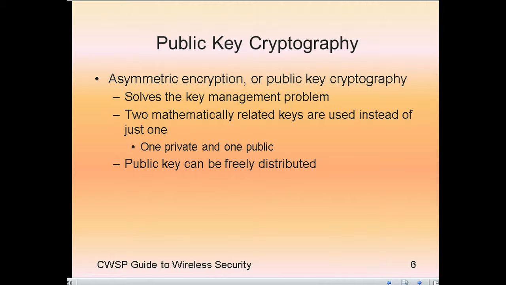So what these things are: two mathematically related keys that are used instead of just the one. We have a private key, which really needs to be kept private. If it's not kept private, then it compromises the whole system. And then a public key, and it's public because everybody can have it.